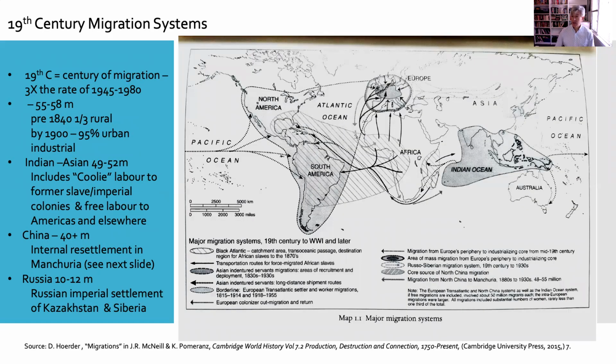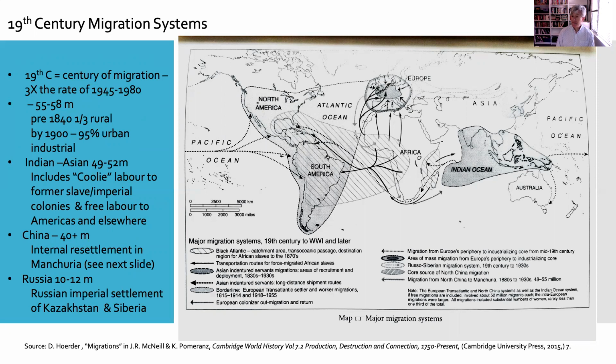Okay. The 19th century, so this is the sort of second phase. The 19th century and 19th century migration systems are critical. This is the century of migration. And even though we think about down to today the ways in which migration and refugee issues show up in our news feeds and our social media feeds and on the TV, really it's the 19th century that is the largest and most important.